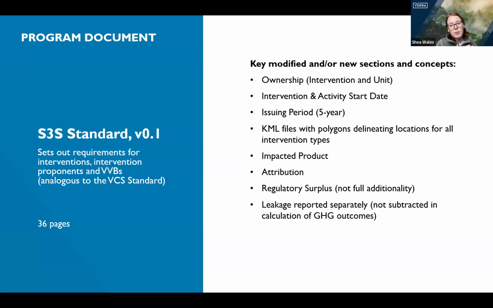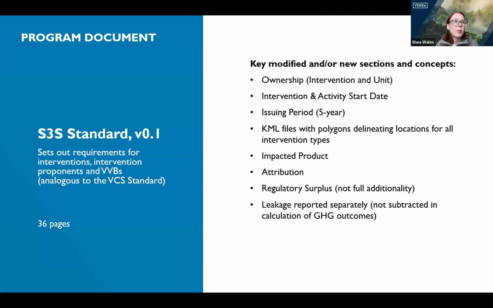In our program, the issuing period is going to be 5 years renewable, whereas in the VCS program they have a 7 and 20-year crediting period, and 7 and 10-year crediting period, as well as between 20 and 100 for AFLU projects. So a little bit different take on that as well.